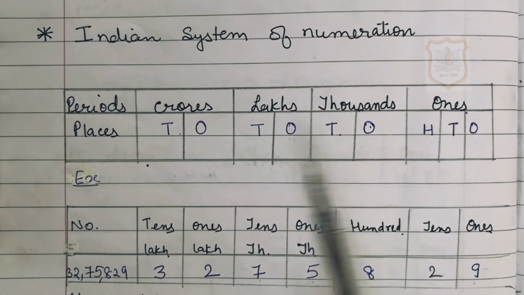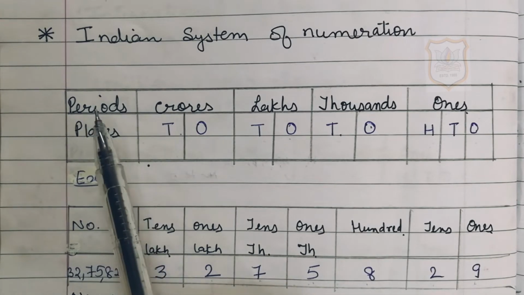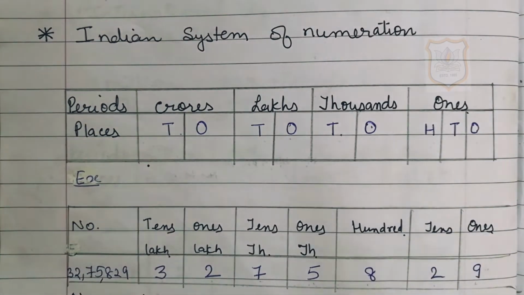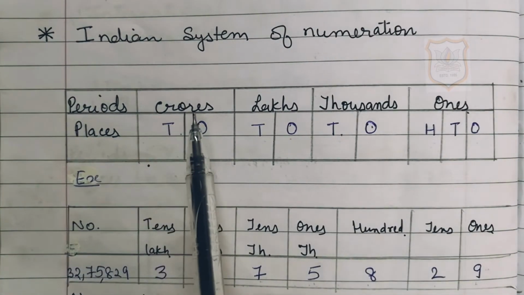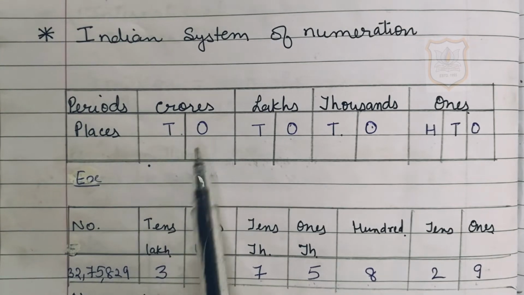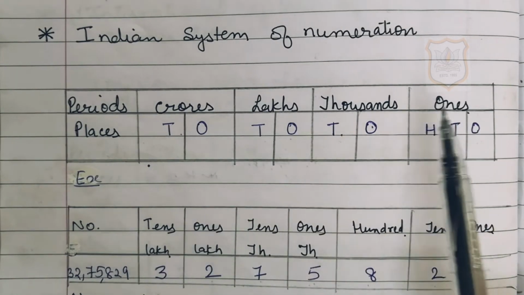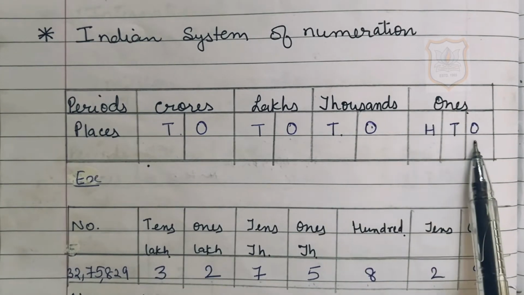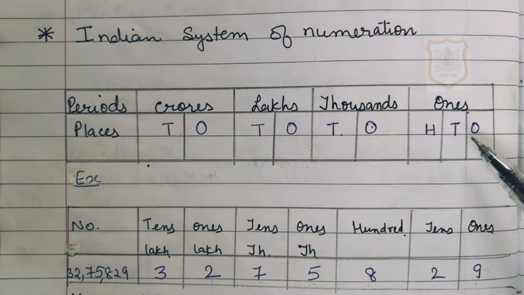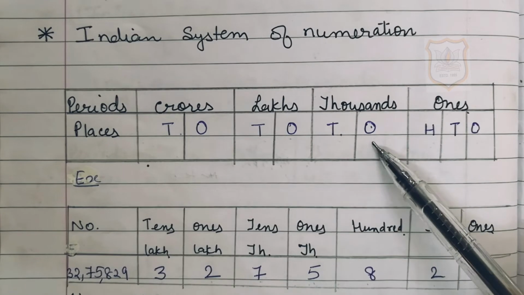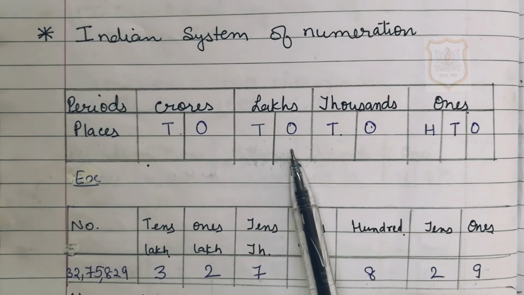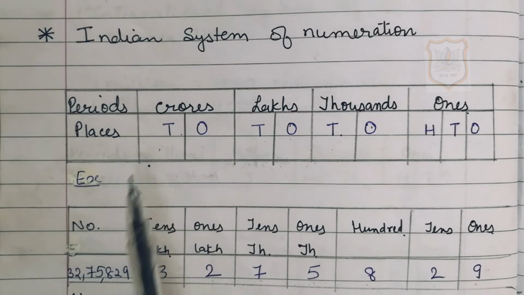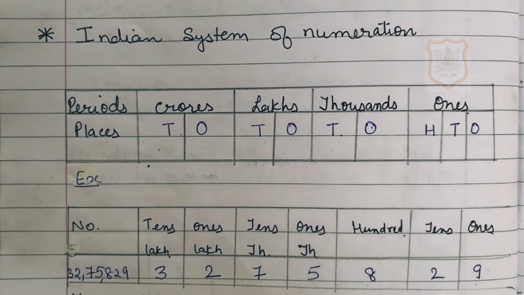Here the place value chart is divided into two parts, periods and places. In the periods, crores, lakhs, thousands and ones are mentioned, and in the places you can see in the crores column tens and ones are mentioned, and in the lakhs column tens and ones are mentioned, in the thousands column tens and ones are mentioned, and in the ones column also 100, tens and ones are mentioned. Means this is ones, this is tens, this is hundreds, this is thousands, 10,000, lakhs, 10 lakhs, crores and 10 crores.